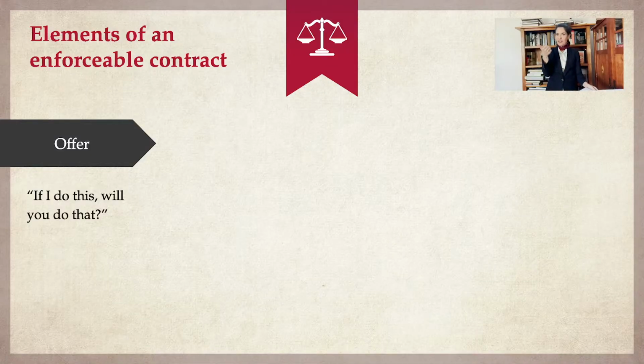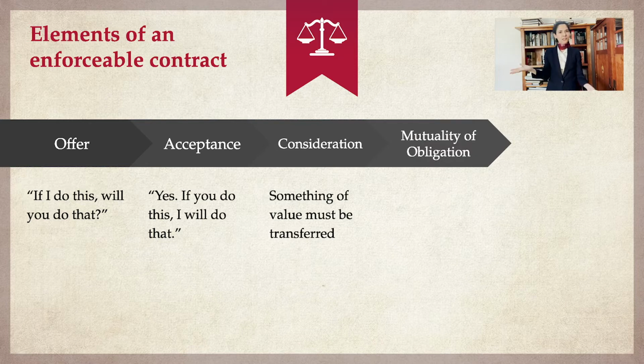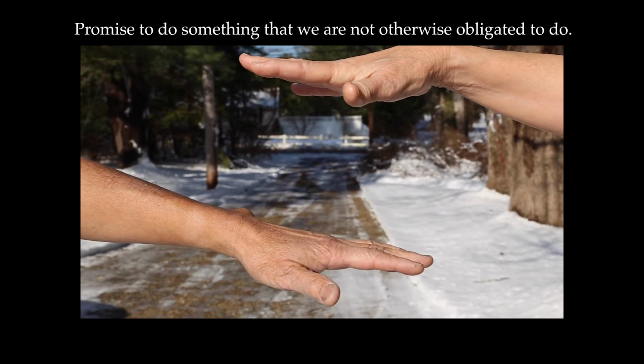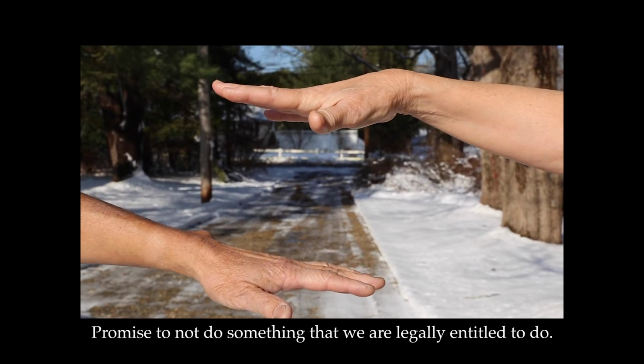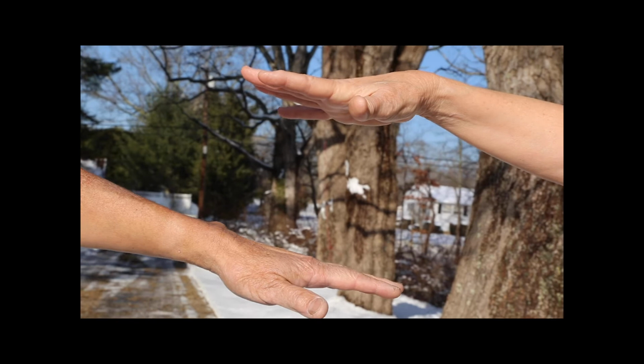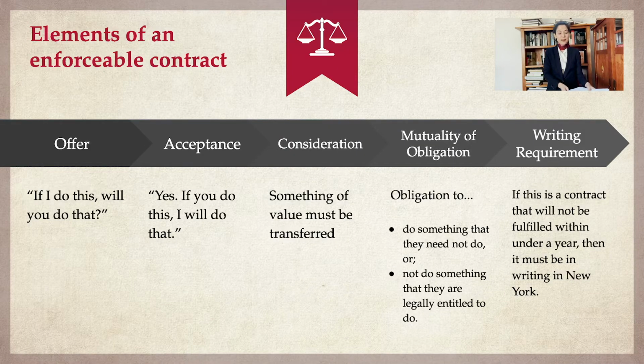So we have offer, acceptance, consideration. What else do we need? Many, or even maybe most contracts need what's called mutuality of obligation. That means that we have to promise to do something that we are not otherwise obligated to do, or promise to not do something that we are legally entitled to do. Finally, there might be a writing requirement. If this is a contract that will not be fulfilled within under a year, then it must be in writing in the state of New York, as well as many other jurisdictions. That might be able to get you an enforceable contract.